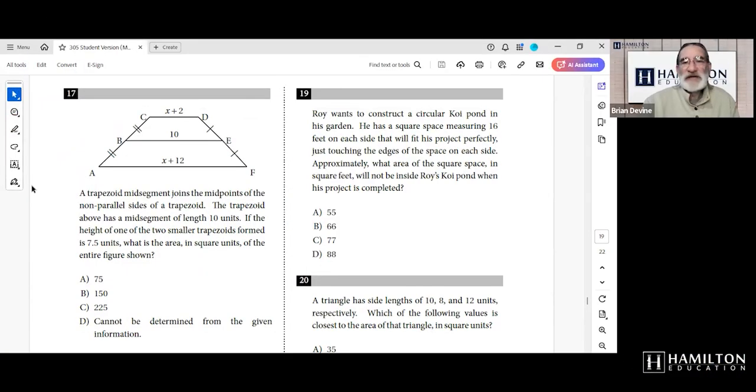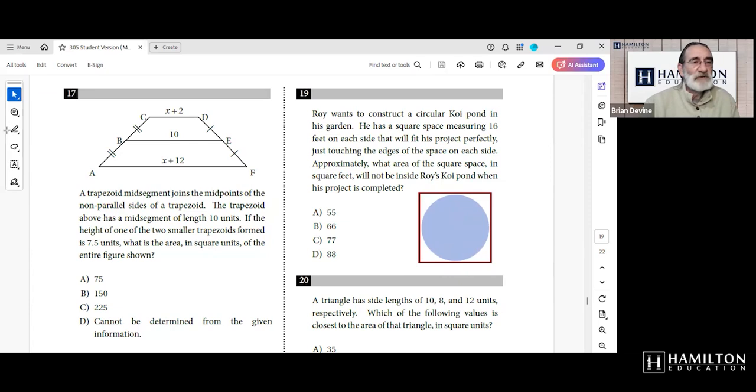Question 19. In question 19, Roy wants to construct a circular koi pond in his garden. He's got a square space that's measuring 16 by 16. And into that, he's going to put his circular koi pond so that it fills up the square space, touching the edges.